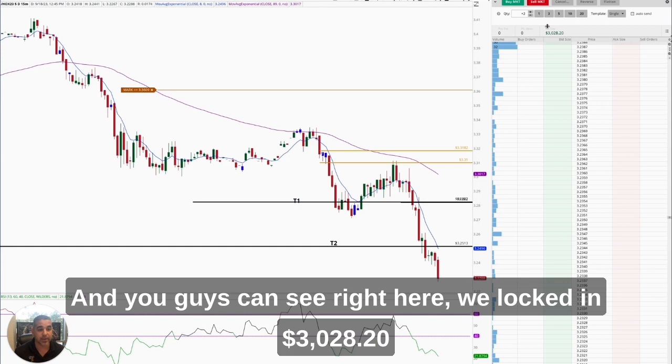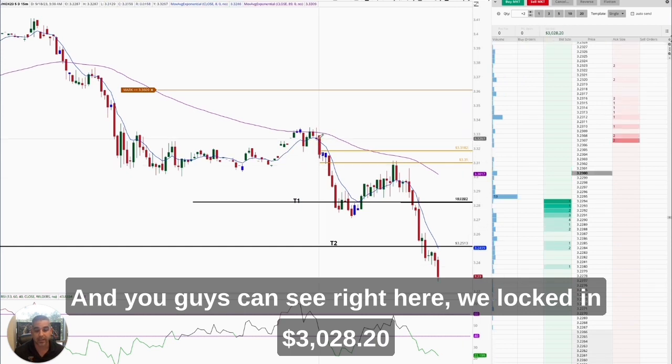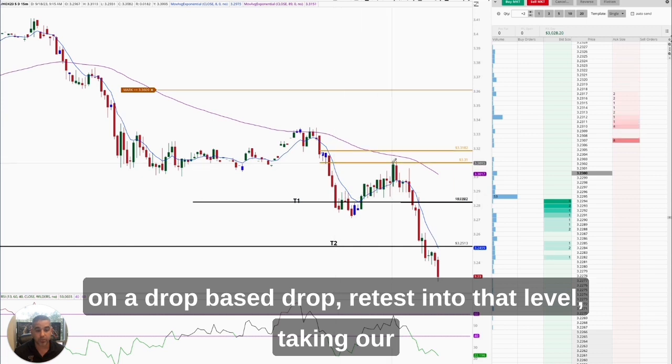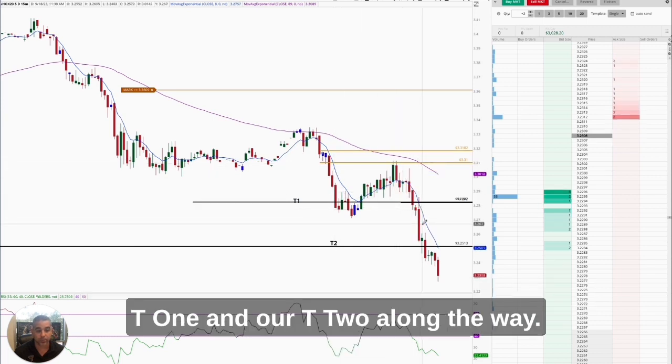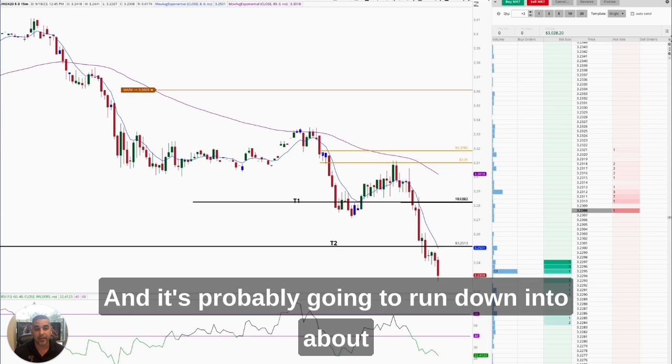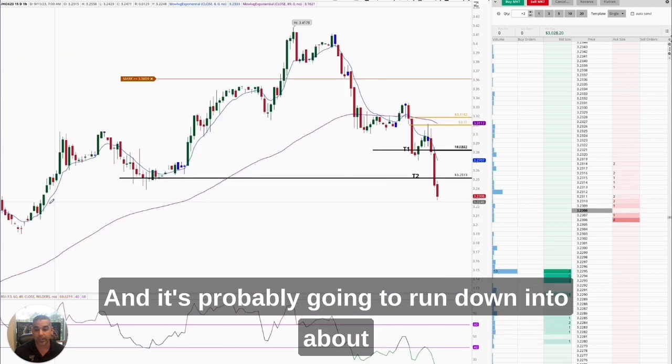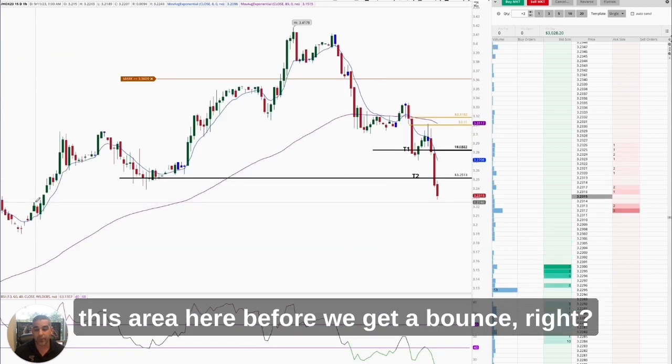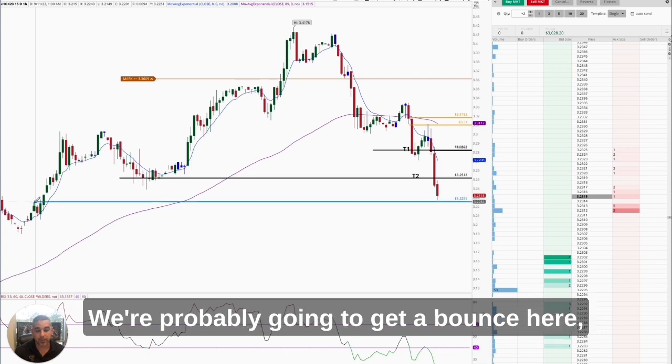And you guys can see right here, we locked in $3,028.20 on a drop-based drop. Retest into that level, taking our T1 and our T2 along the way. And it's probably going to run down into about this area here before we get a bounce, right? We're probably going to get a bounce here.